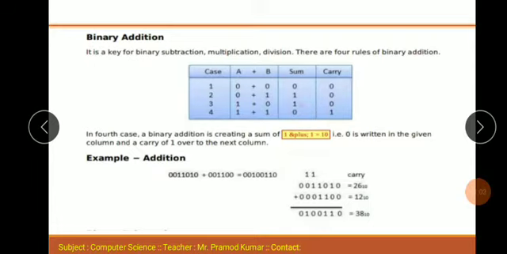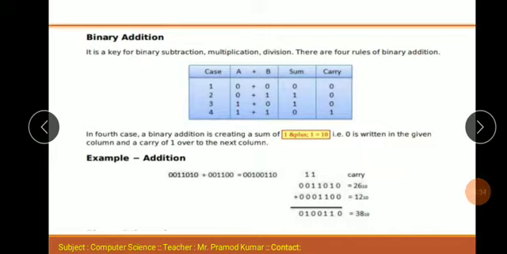In the fourth case, binary addition is creating a sum of 1 plus 1 equal to 10, and 0 is written in the given column and a carry 1 over the next column. It means when you add 1 plus 1, you find 10, and you write 0 and carry 1. So through an example you will understand better.